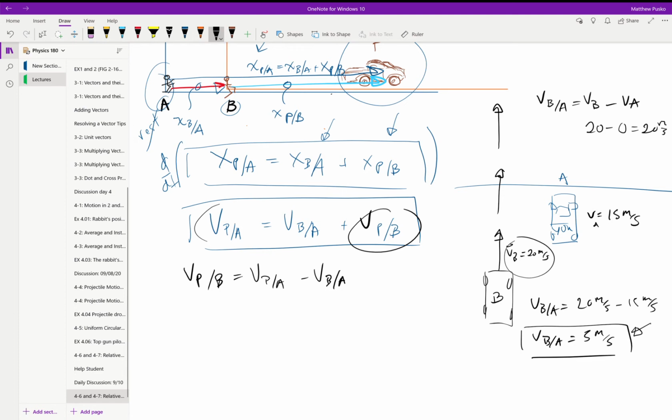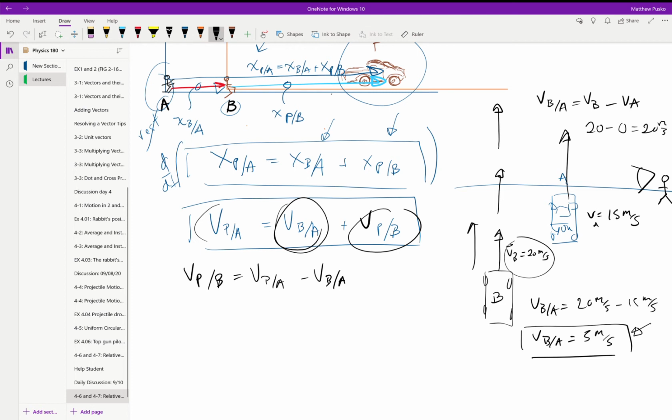Now we take it one step further and say, what if someone is standing out here and watching y'all? Well, you are one of these reference frames now. You have B moving with some velocity, you have A moving with some velocity, and we can analyze the motion of one of those knowing the other.